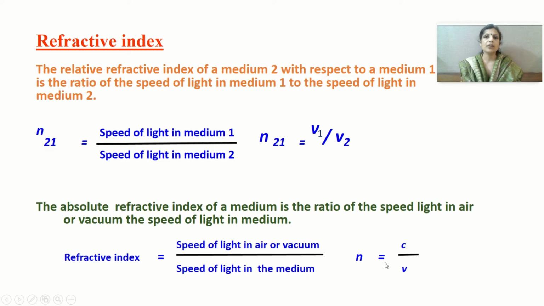So refractive index, or the absolute refractive index, is equal to speed of light in air or vacuum upon speed of light in medium. So n is equal to c upon v. c stands for speed of light in air or vacuum, and v is velocity or speed of light in the medium. The next is spherical lenses.